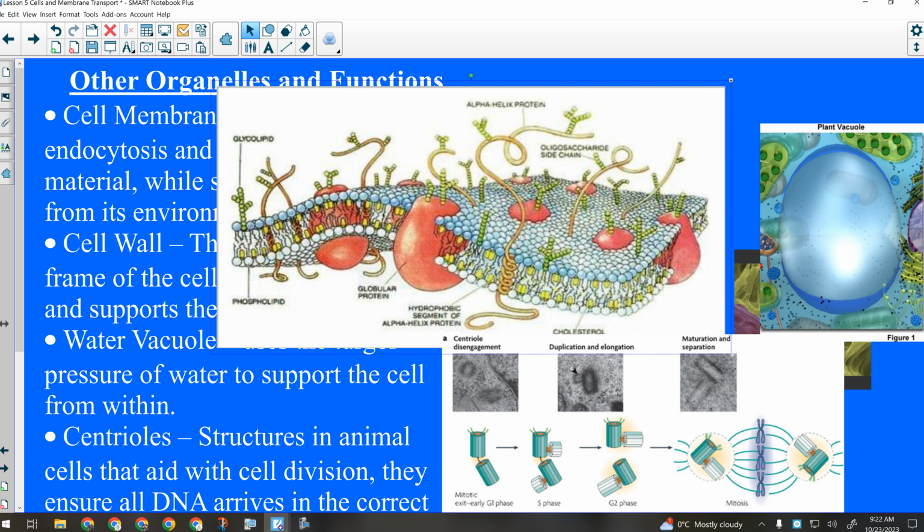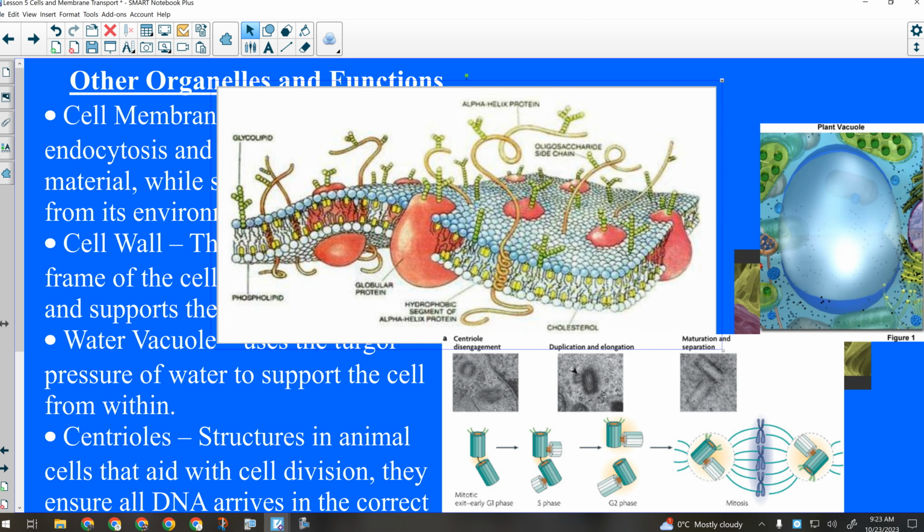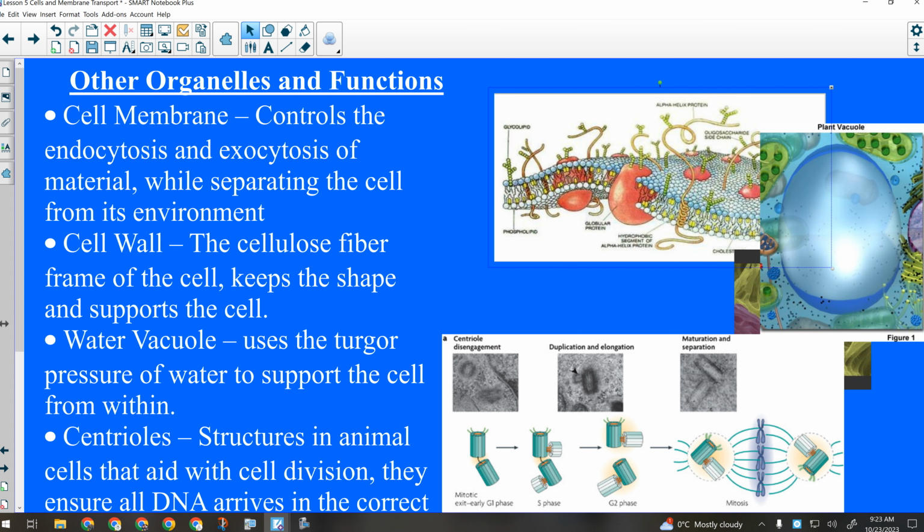Now, at a very basic level, the job of the cell membrane is to control two things. Endocytosis and exocytosis. And those are the words I would want to see on a quiz or a test. Endocytosis is movement into the cell. Exocytosis is movement out of the cell. And that's what the cell membrane controls.